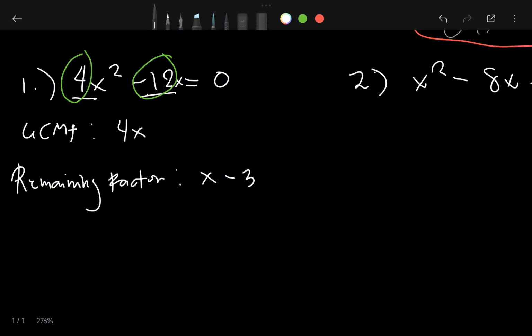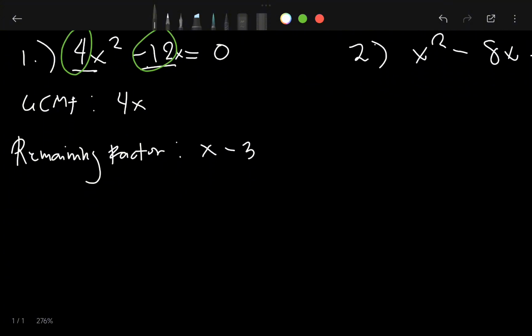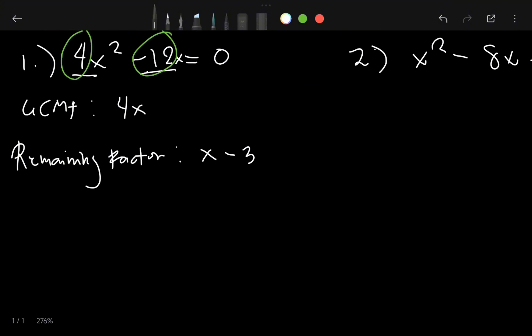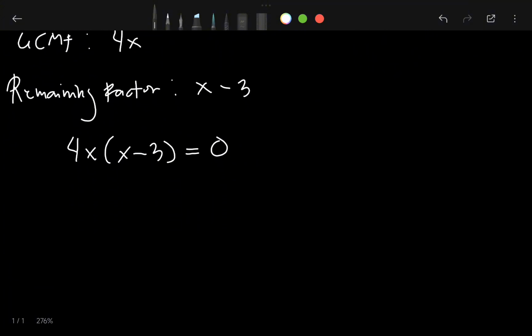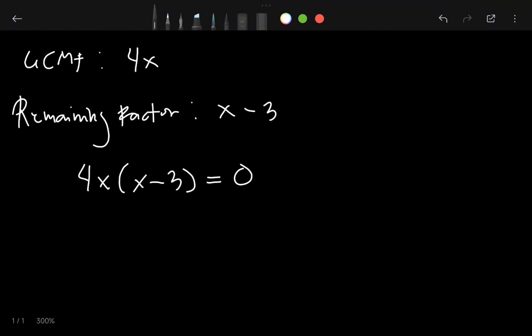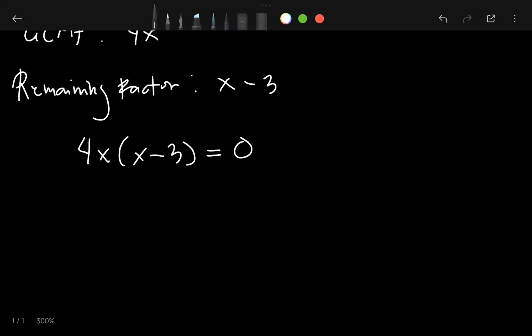So if you have your greatest common monomial factor and you have already your remaining factor, all you have to do is to write the factored form of this example. So you have 4x times (x minus 3) is equal to 0. Again, in this part, we just need to combine them and write them into a factored form.